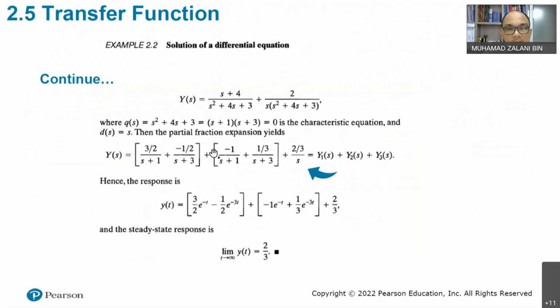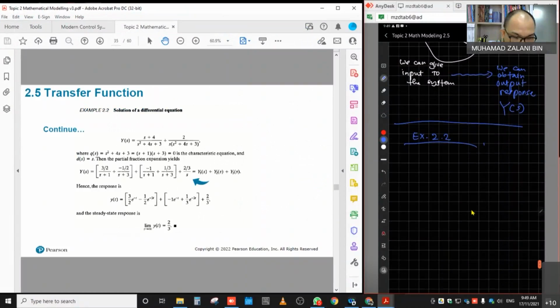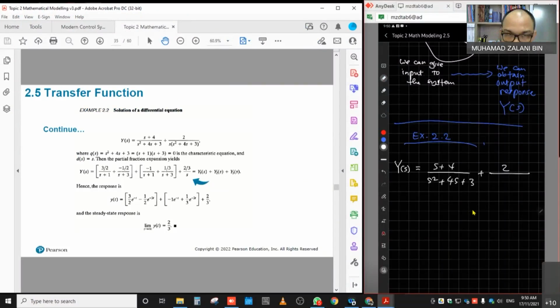So how do we do this? I hope you all know how to use the partial fraction expansion. Okay, for example, let me show you. For example, 2.2 here. For this particular equation in example 2.2, how do we transform the equation of Y(s), (s + 4) divided by (s squared + 4s + 3) plus 2 divided by s times (s squared + 4s + 3)?